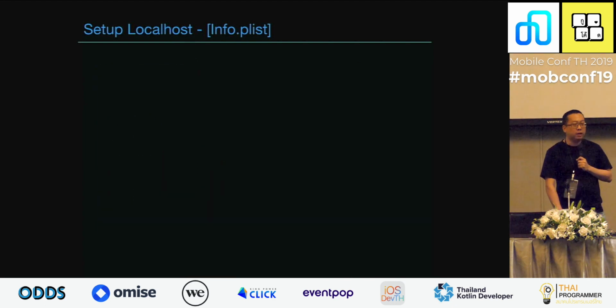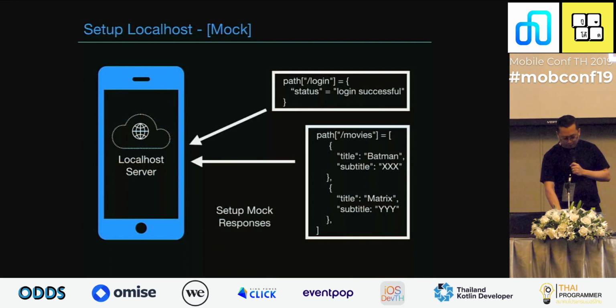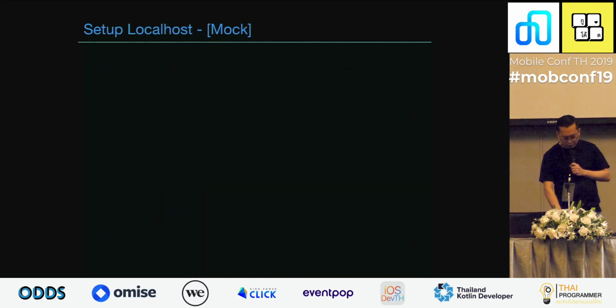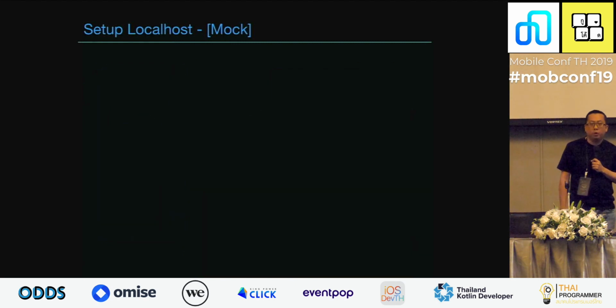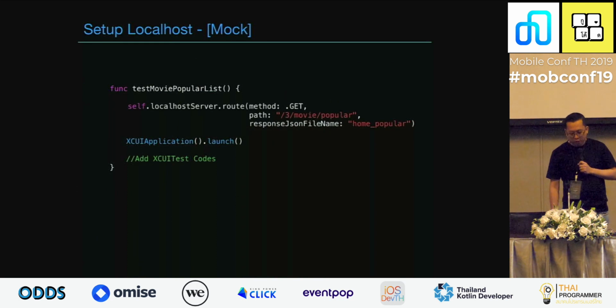And after I is the letter M, and M stands for mock. Here we are going to set up our mock responses based on the API being used in the test case. So this is an example of how mock response setup may look like. In our test function where we have our test codes, using localhost server, we will call the route function and specify that whenever it receives a GET request of path 3 movie popular, we are going to return the contents of the JSON file home popular.